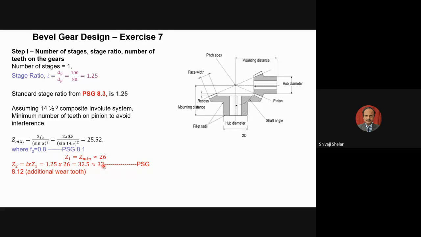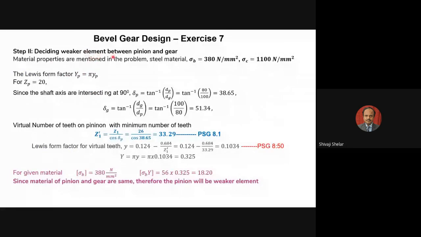It may happen that we get an actual number of teeth greater than this, or less than this, because since this is a constraint problem, you can select the number of teeth less than Z minimum. It is not always necessary to select the number of teeth above Z minimum. It is a normal practice, but in some constraint conditions, you can change your Z value and select lower than Z minimum. Okay, so next you can go here. We are deciding the weaker element. Since the material is the same, the weaker element will be the pinion.